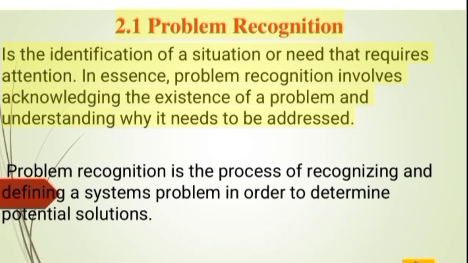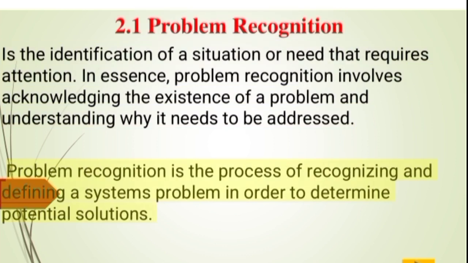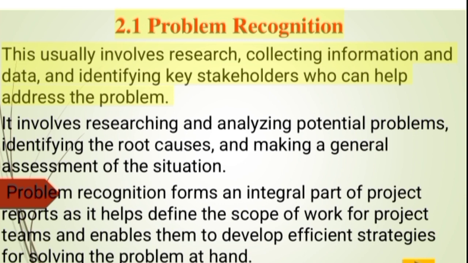2.1 Problem recognition is the identification of a situation or need that requires attention. In essence, problem recognition involves acknowledging the existence of a problem and understanding why it needs to be addressed. Problem recognition is the process of recognizing and defining a system's problem in order to determine potential solutions. This usually involves research, collecting information and data, and identifying key stakeholders who can help address the problem. It involves researching and analyzing potential problems, identifying the root causes, and making a general assessment of the situation.